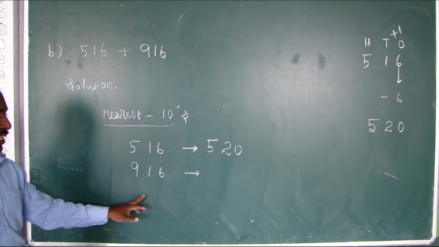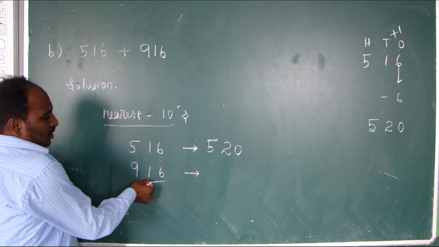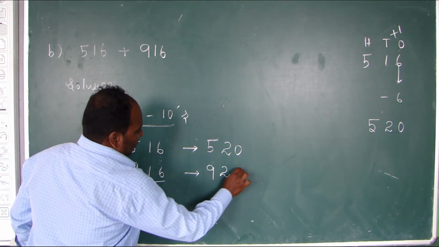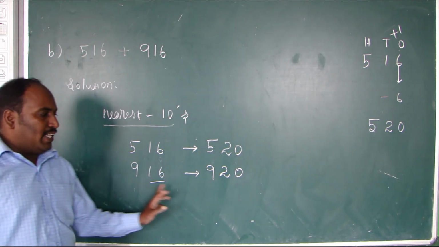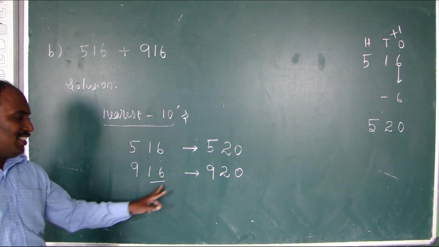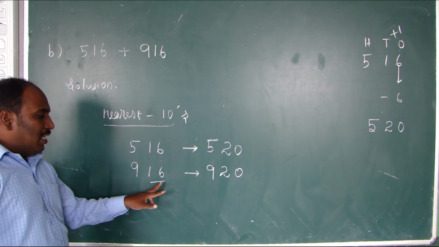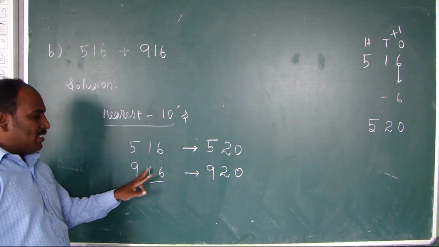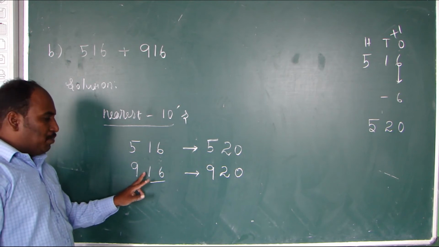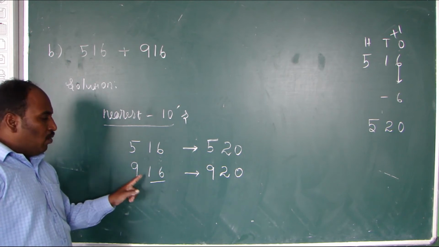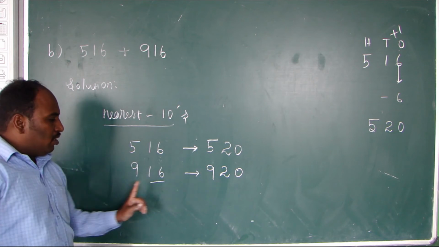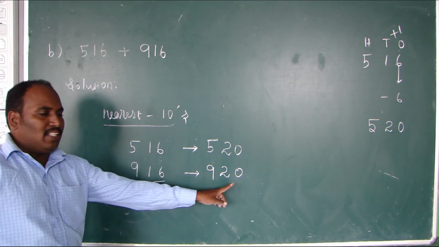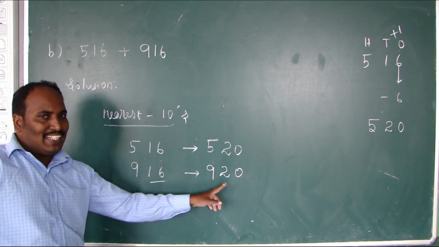Here 916. We want the nearest 10. So the rounded value is 920, because the ones digit is greater than 5. So plus 1 with the tens place. Here the tens place value is 1, and 1 plus 1 is equal to 2. No change in the hundreds place. So our answer is 920. The rounded value is 920.